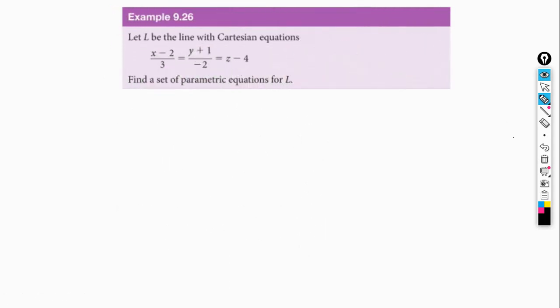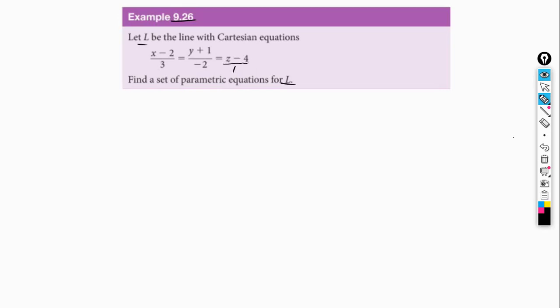So now let's focus on example 9.26, and it says, let L be the line with Cartesian equations (x minus 2) over 3 is equal to (y plus 1) over negative 2, and this is equal to z minus 4. Now notice that this would be obviously the same as (z minus 4) over 1. And it says, find a set of parametric equations for L.